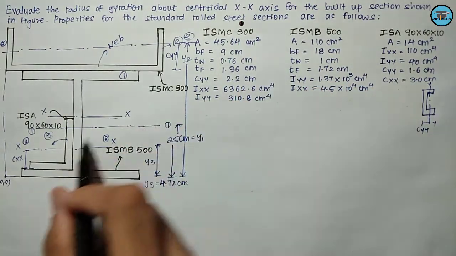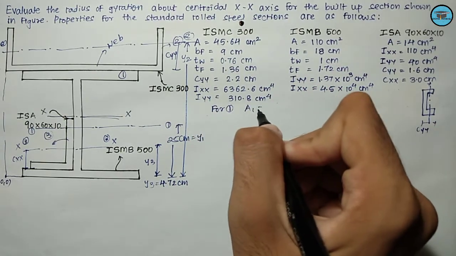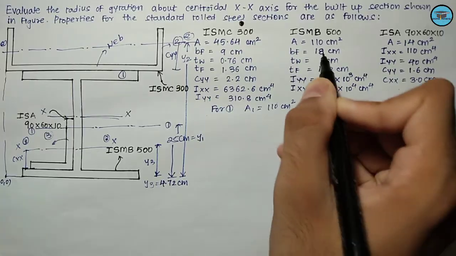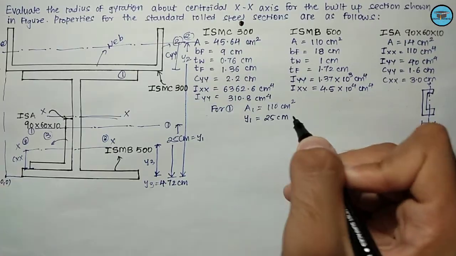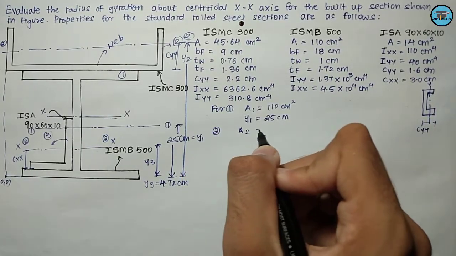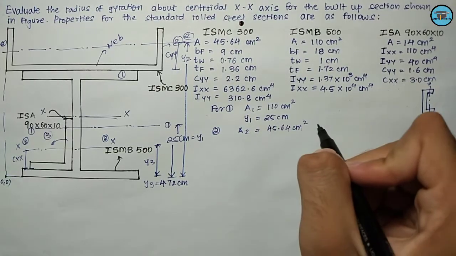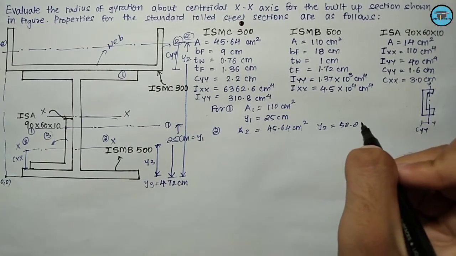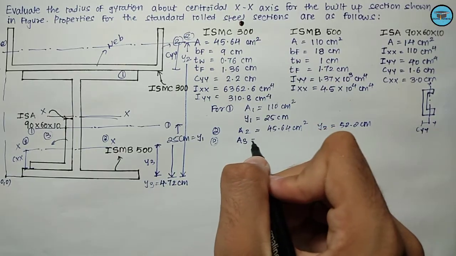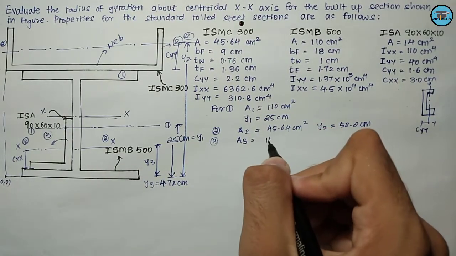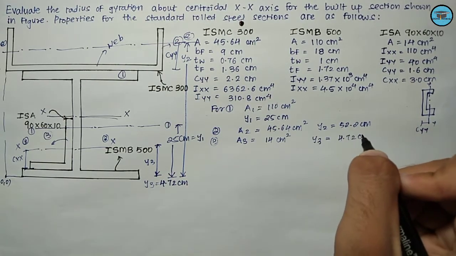So for the figure number 1, that is for the beam section, the value of A1 is nothing but 110 centimeter square that we have been already given. The value of Y1 that we have determined as 25 centimeter. For figure number 2, the value of A2 is nothing but 45.64 centimeter square. The value of Y2 is nothing but 52.2 centimeter. For the figure number 3, the value of A3 is nothing but 14 centimeter square, and the value of Y3 is nothing but 4.72 centimeter.